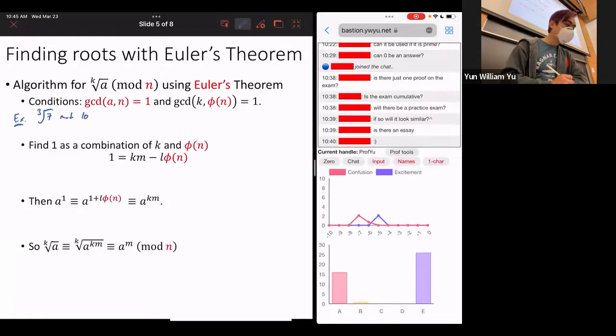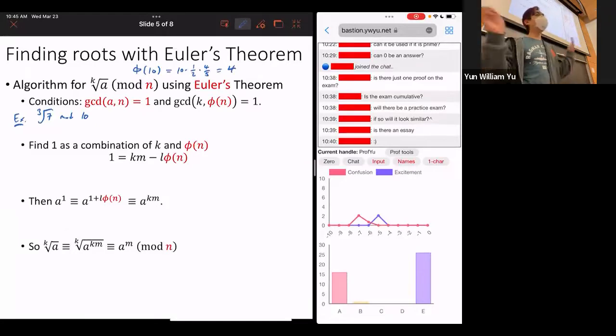Okay, so the first thing you're going to do is check, well, what is phi of 10? Well, phi of 10 is equal to 10 times 1/2 times 4/5. So this is equal to 4. Okay? We already knew that, because we've been using mod 10 a couple of times as examples. So phi of 10 is equal to 4.